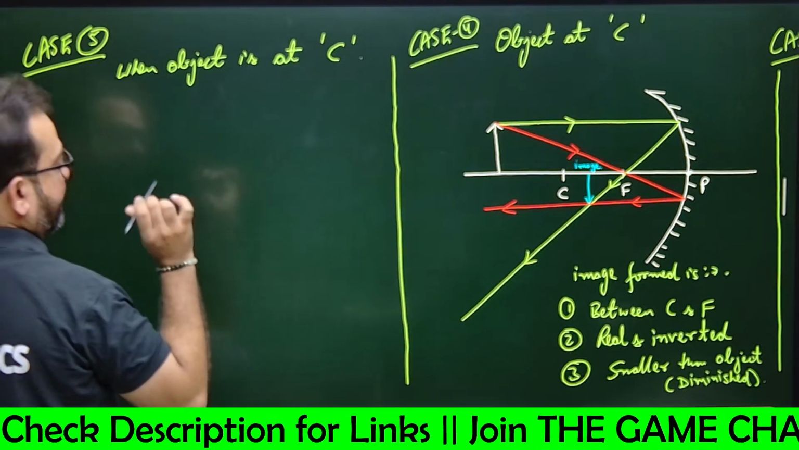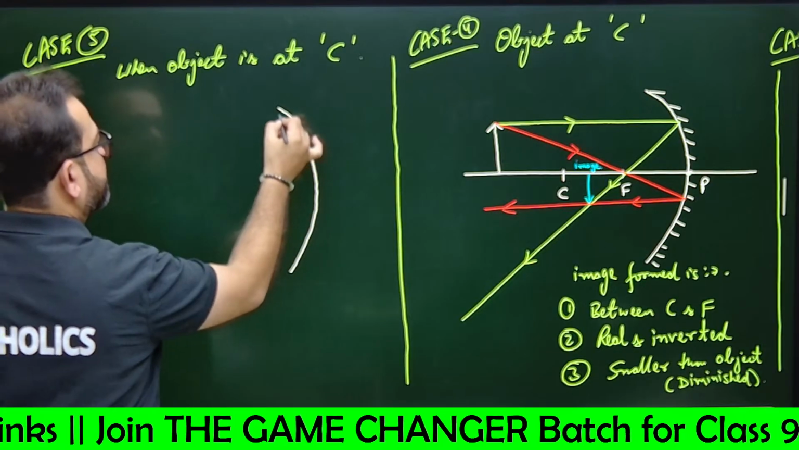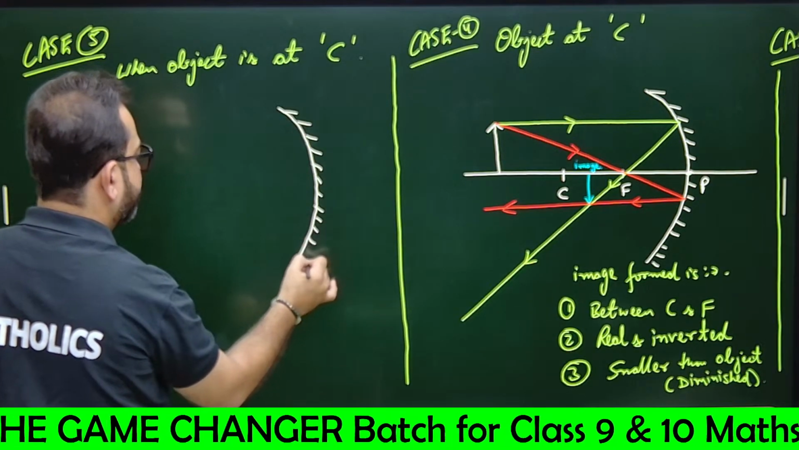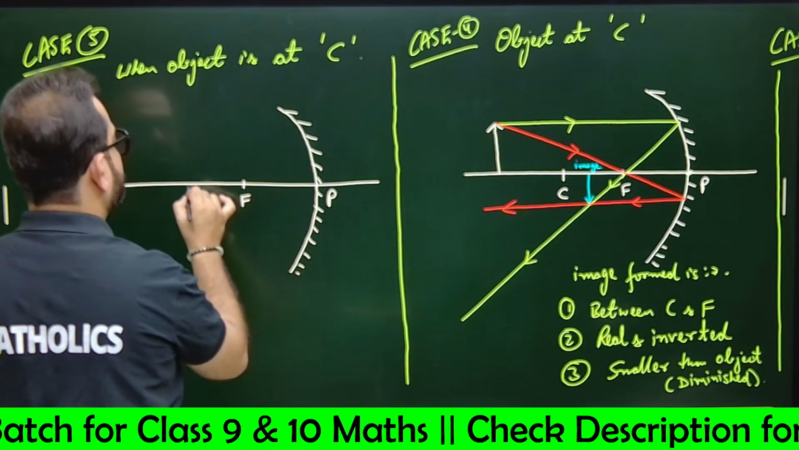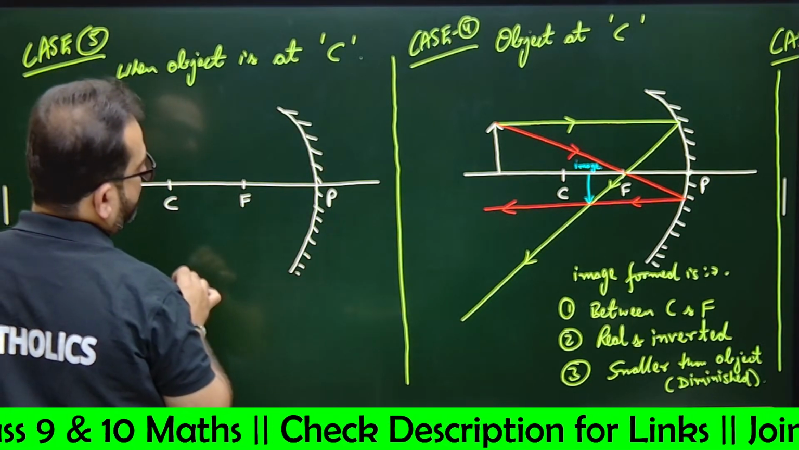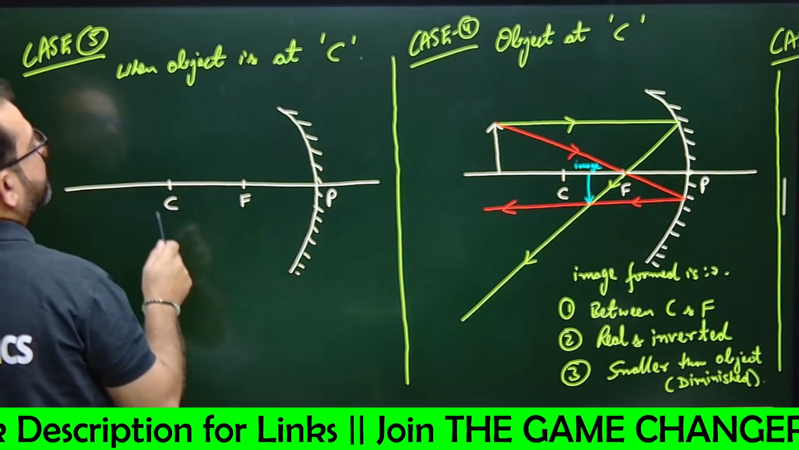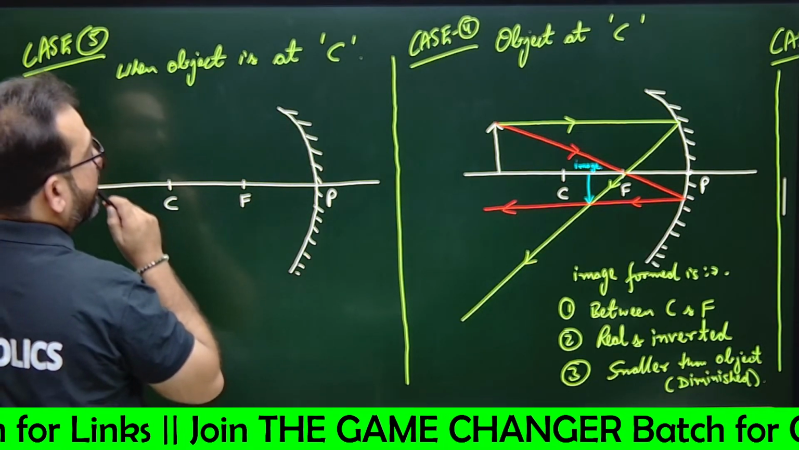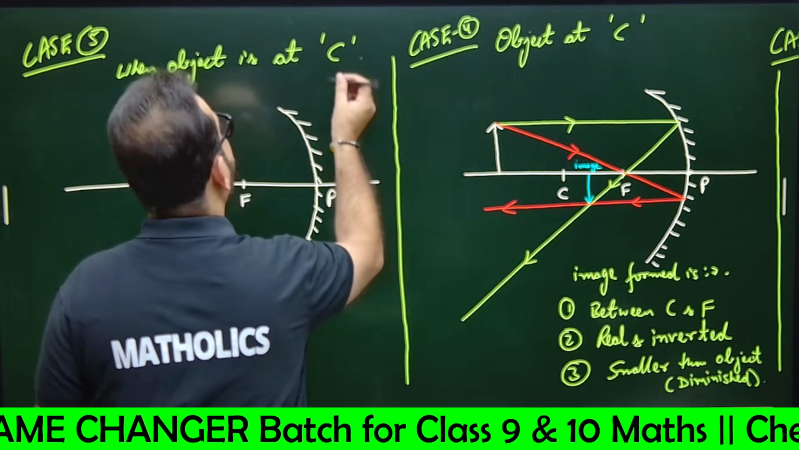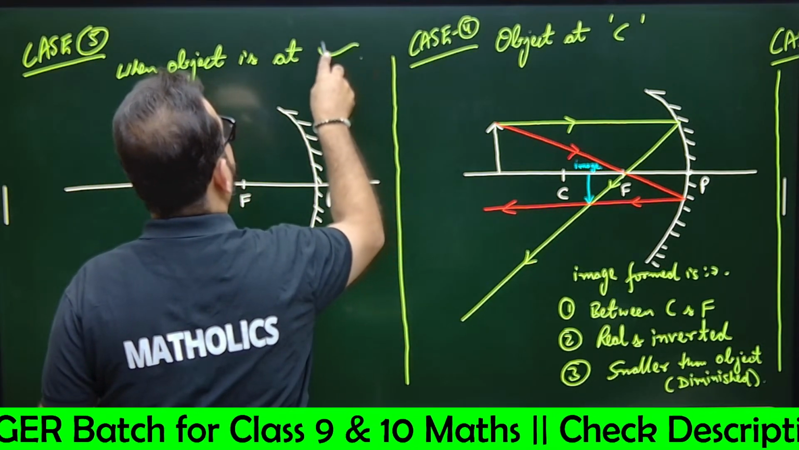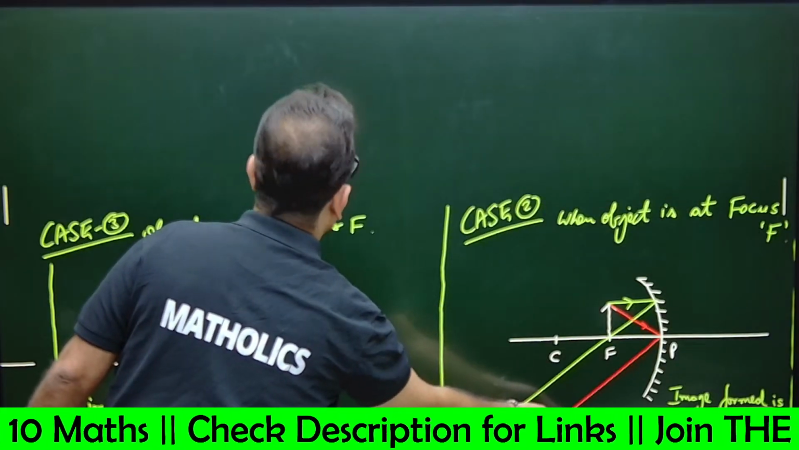See, diagram for case number 5 will be what? Draw again, same, concave mirror. This is the pole, this will be the focus, this will be the center of curvature, right? Now see, this distance same. Now object is not at C, beyond C already done. Object is at infinity or C. Okay, let's make it at C.